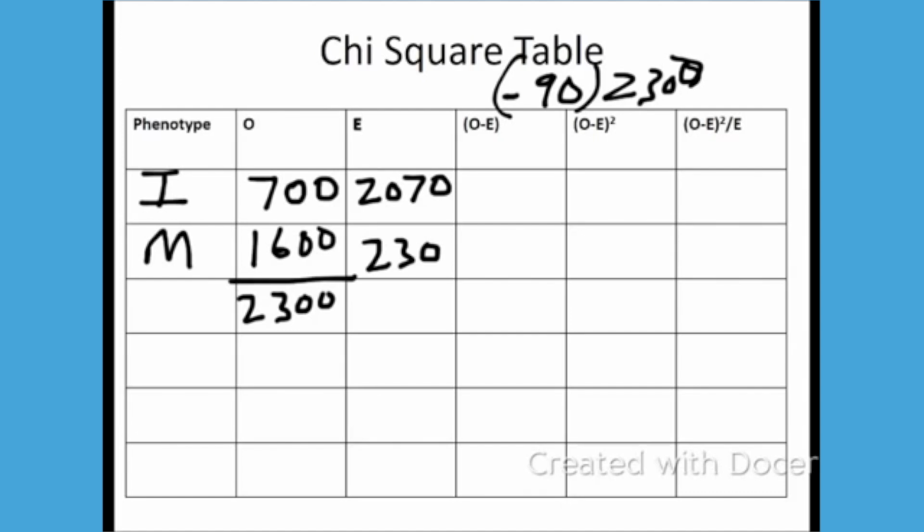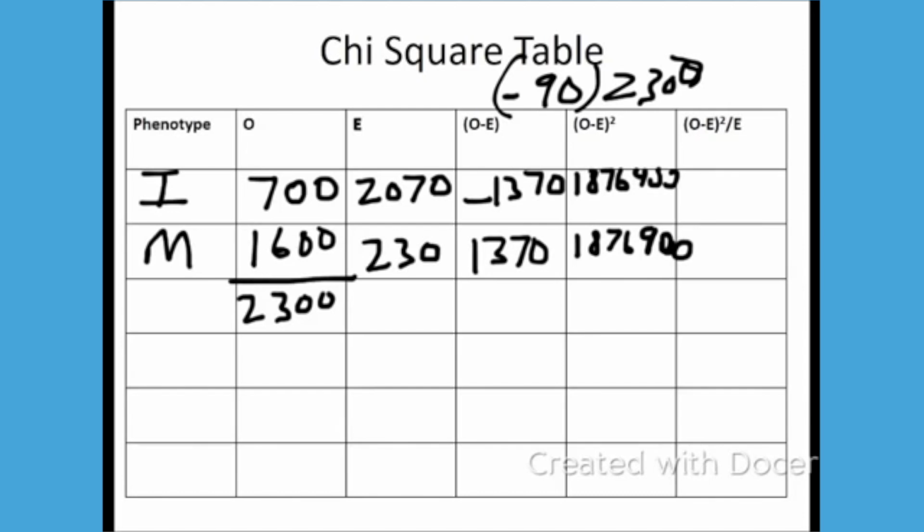To finish chi-square, we're just going to follow our column labels. So O minus E, 700 minus 2070, we're going to get negative 1370. In the mitosis row, 1600 minus 230, we'll get positive 1370. All right, and we have to square O minus E squared. So that gives us 1,876,900. And that comes out to be the same here, 1,876,900.